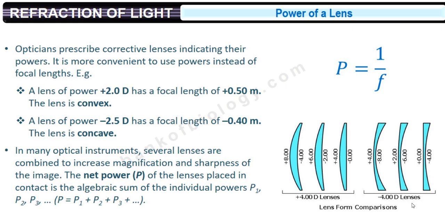Here also, if you see, 8 and minus 8 and 4 minus 4, 2 and minus 6 minus 4, 0 and 6 is minus 4, minus 4. Same way here, 0 plus 4 is 4. Minus 2 plus 6, 4. Minus 4 plus 8 is 4. So a plus 4 diopter lens is a convex lens. A minus 4 diopter lens is a concave lens.